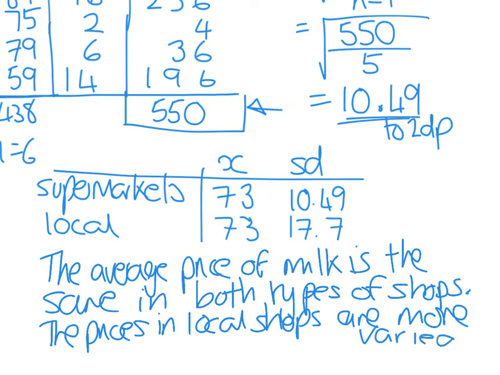Now think about that. Supermarkets will have the same price for an item throughout all their stores, no matter where they are. Your corner shops are owned by all these different little independent companies. You could have a local Tesco, you could have a local Cost Cutters, all these different shops. They can charge what they want. So their prices for little corner shops will be more varied because their prices aren't controlled. And also, if you're going to your local shop, you'll pay whatever you can for that item. So the average price of milk is the same in both types of shops. The prices in local shops are more varied.